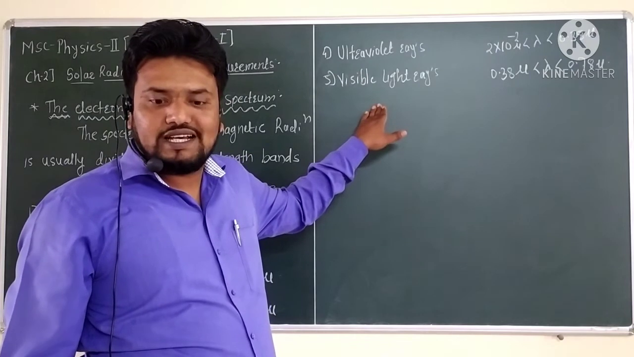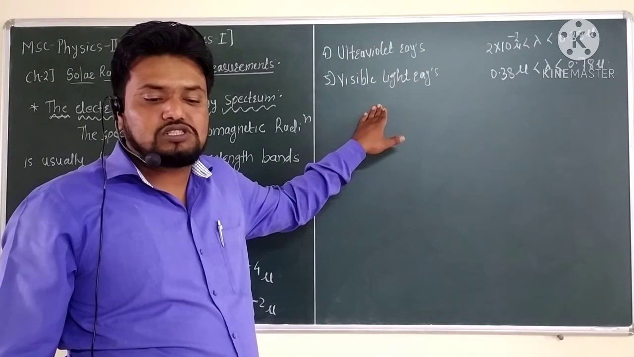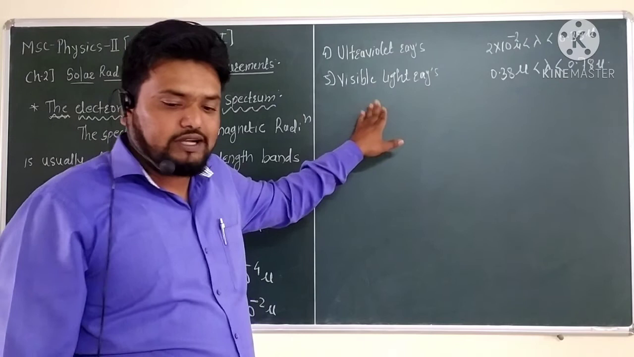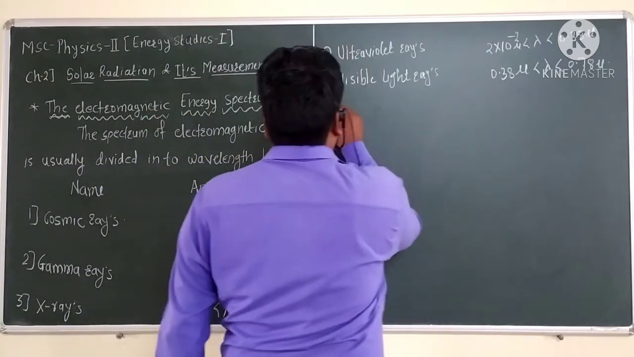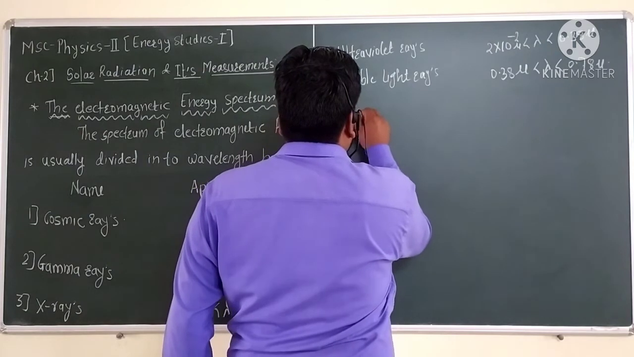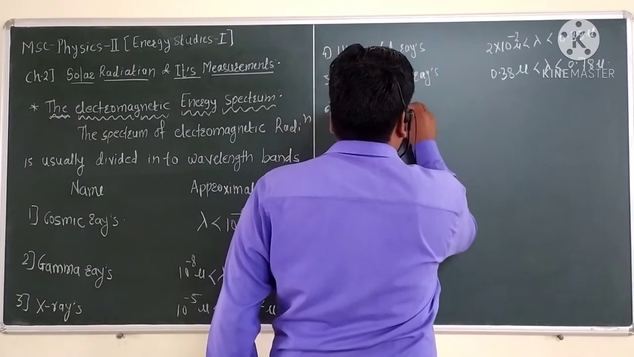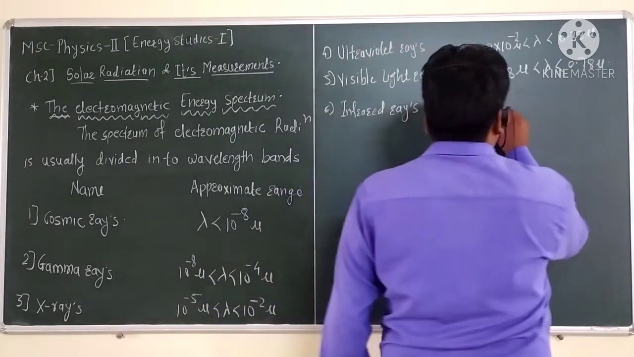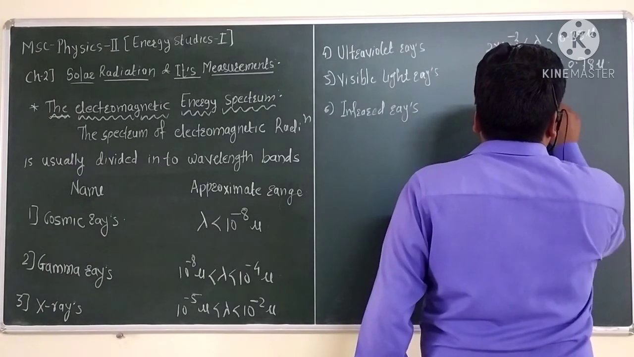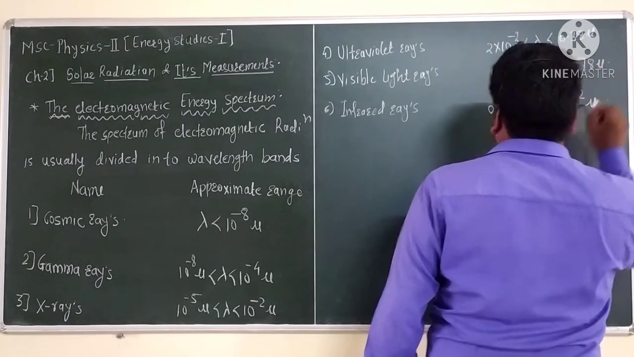Next are the infrared rays, which are considered as 0.78 micron to 10 to the power 2 micron. So the next type is infrared rays, and that range is 0.78 micron less than lambda less than 10 to the power 2 micron.